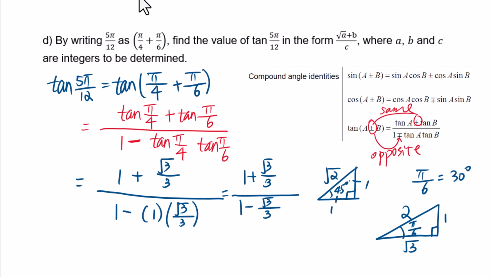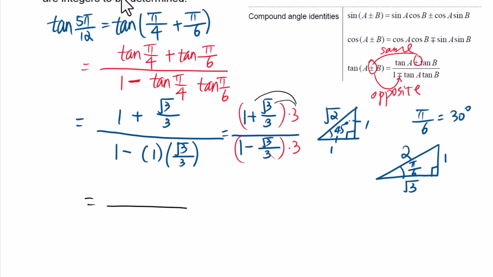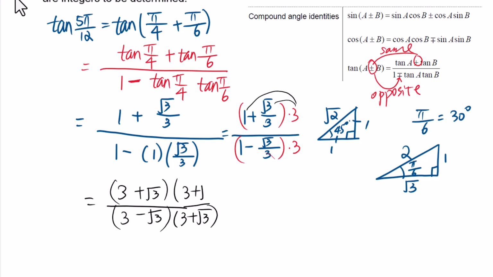This is a complex fraction. Times 3 top and bottom, so that we can get rid of this denominator. Using the distributive property, we get 3 plus square root of 3 over 3 minus square root of 3. Then times the conjugate to simplify: 3 plus square root of 3, 3 plus square root of 3.